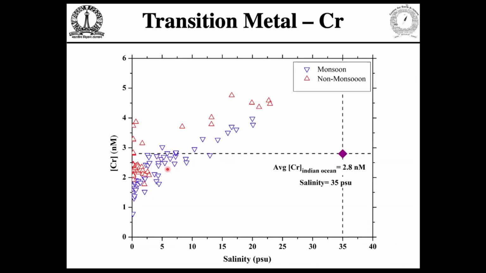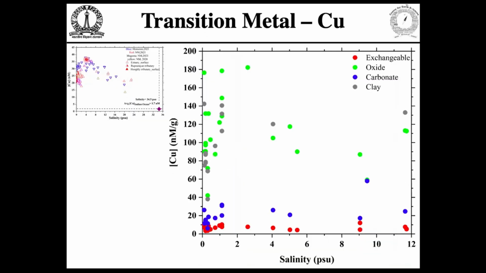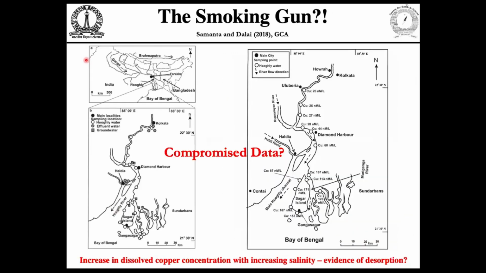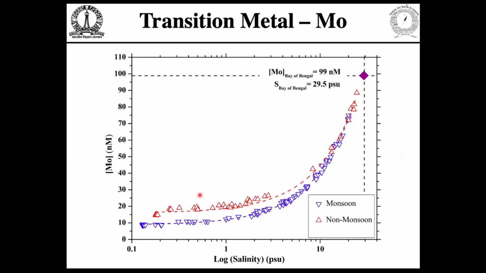I'm not going to dwell on this much, but chromium shows a very interesting non-mixing characteristic. So essentially what I'm trying to tell you is that if you took a concentration value from here and took a water flux of the river and multiplied it, you will not get the right answer in terms of a metal flux to the ocean. You have to take these maxima which are happening in the river and take them as the net metal concentration in the river while calculating the metal flux from the river to the ocean. And we know that some of the chromium is being hosted in iron particulate phase, and there is an extremely good correlation between the particulate iron as well as the chromium concentration.